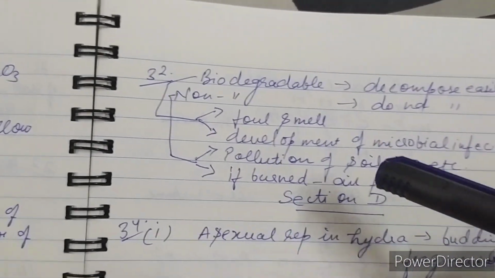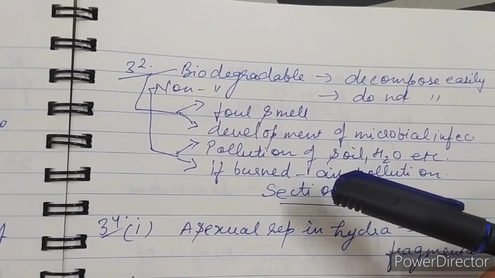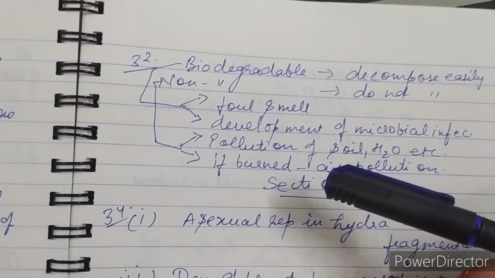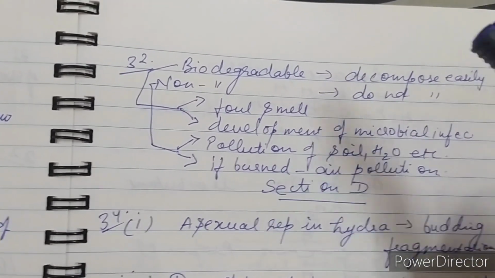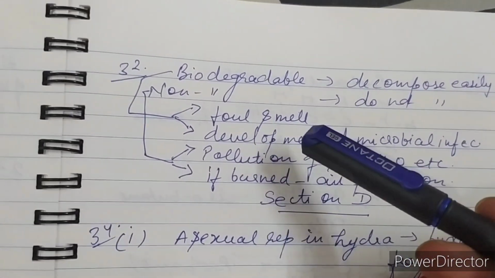Next is the difference between biodegradable and non-biodegradable waste. Biodegradable waste is that which decomposes easily, and non-biodegradable waste is that which does not decompose easily.